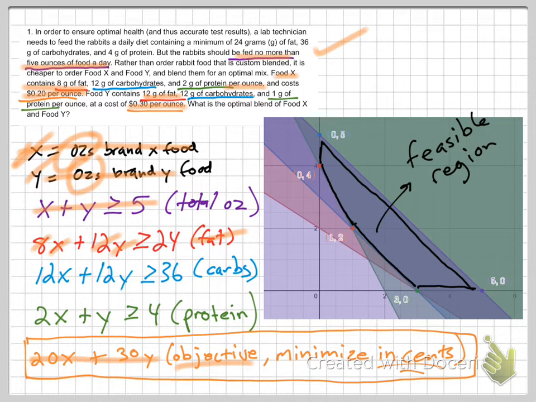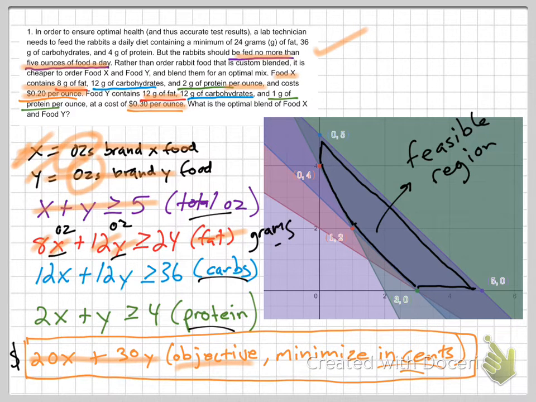Even though it spits out grams, that's okay because our variables are still ounces. Don't get confused. As long as your ounces are all the same, it's okay. Your output can be different. Right down here we have money. Here we have protein, carbs, all in grams. And this is in ounces. As long as our variables stay the same, we're okay.